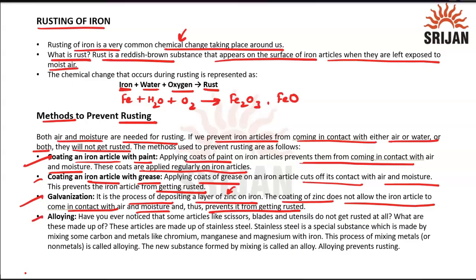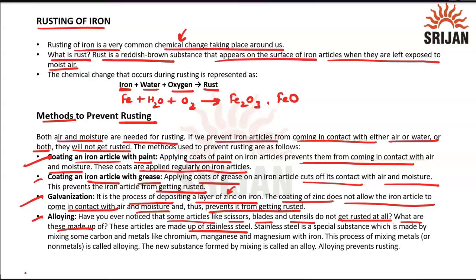And lastly, you have alloying. Have you ever noticed that some articles like scissors, blades, and the utensils that we use do not get rust at all? The reason is, what are these made up of? They are usually made up of stainless steel. The utensils that we use are almost always exposed to the air, and we always wash them also. So how come they do not get any kind of rust?